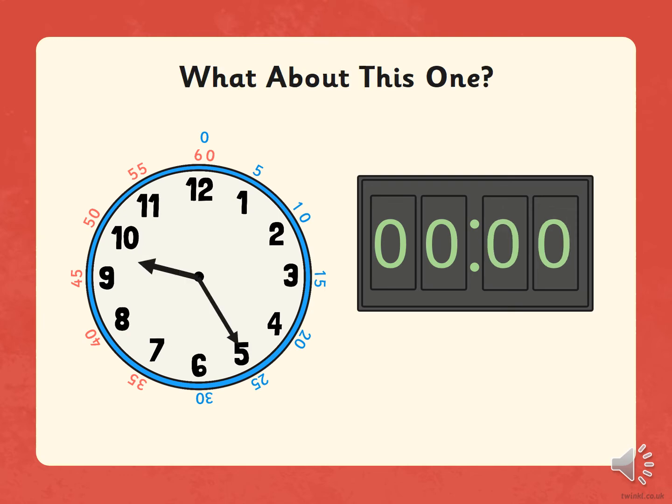What about this one? Now they're getting very tricky. But you're so smart, I know you'll be keeping up. First, let's look at the hours. The small hour hand is pointing between the 9 and the 10. So that means that it is 9. Now let's count in fives. 0, 5, 10, 15, 20, 25. So the big minute hand is pointing at the 5 or 25 minutes. So the time on the digital clock is 9:25.